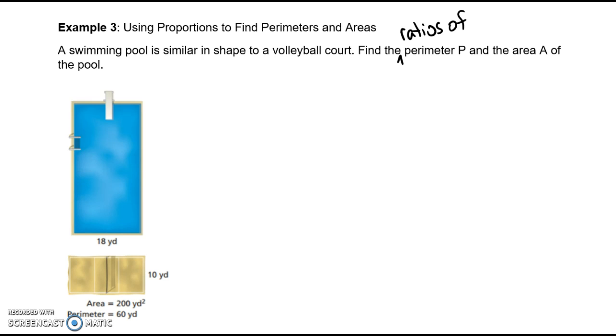So let's start with perimeter. To find the ratio, we can use the perimeter, let's do the pool, and then the volleyball court. We need to find one side that they have given us and make sure it's a corresponding side of the pool. There I see 18 yards. So good, it's in the same label. And then on the volleyball court, I see 10. Again, always reduce. We can divide both of these by 2, and we get 9 over 5. That's improper, but that's okay. So that's the ratio of the perimeters.